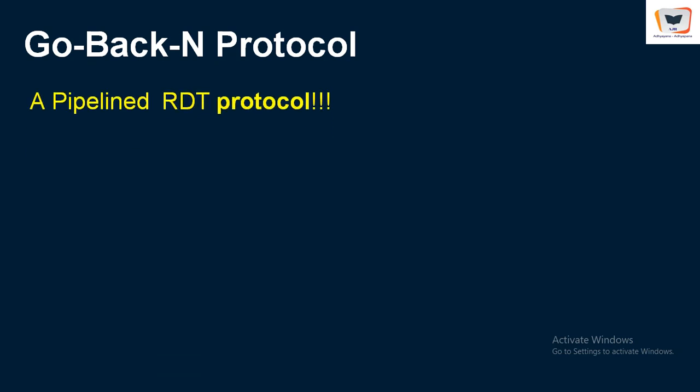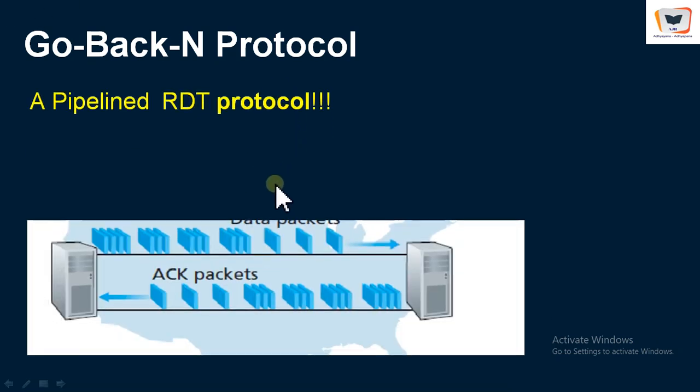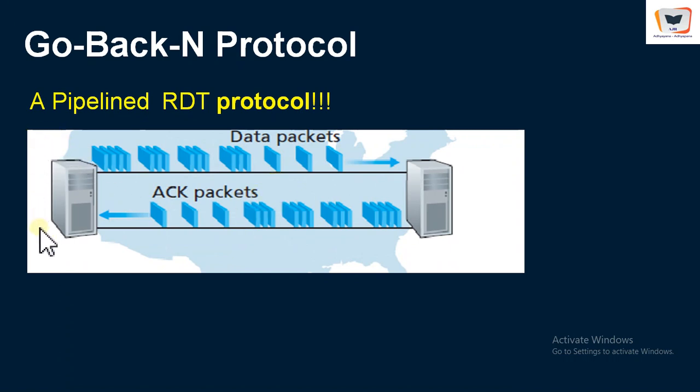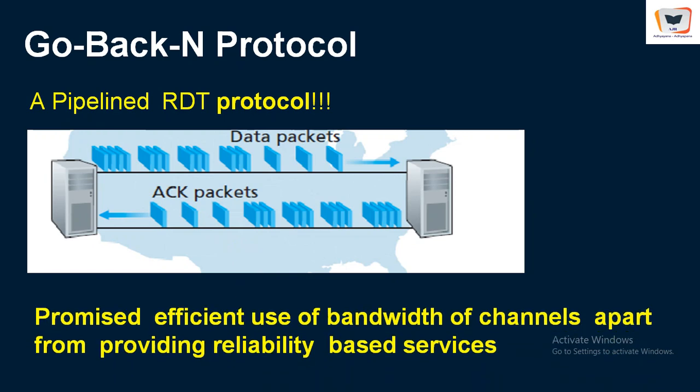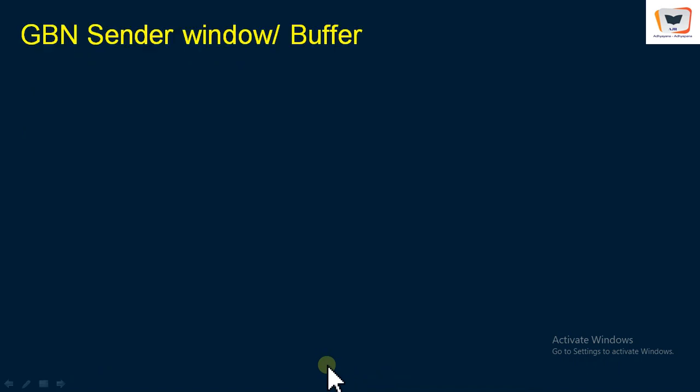Go-Back-N is a pipelined RDT protocol, and a pipelined RDT protocol can be visualized something like this. Here is the sender and here is the receiver. This is the first packet that is being sent. Before the first packet reaches over here, and before the acknowledgement is received by the sender again, many packets are pumped into the channel, thereby effectively utilizing the channel bandwidth. It promised efficient use of bandwidth of channels apart from providing reliability based services.